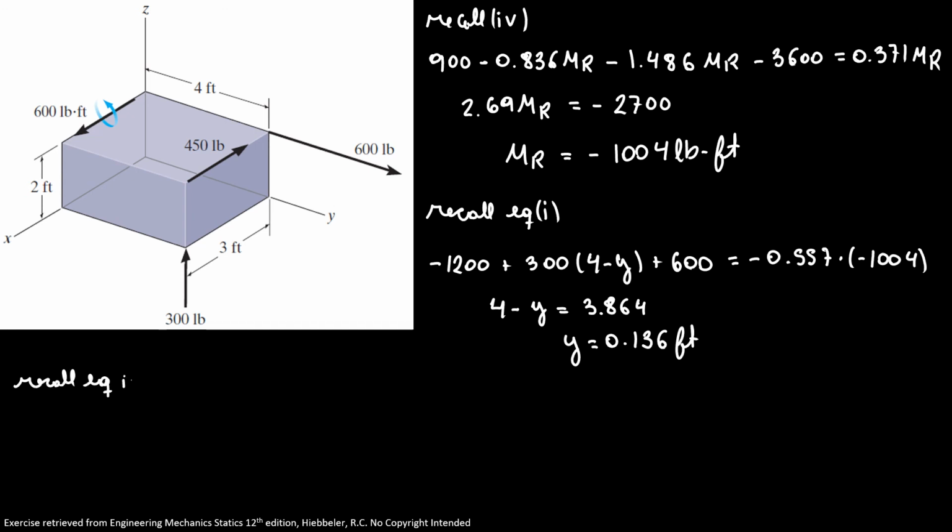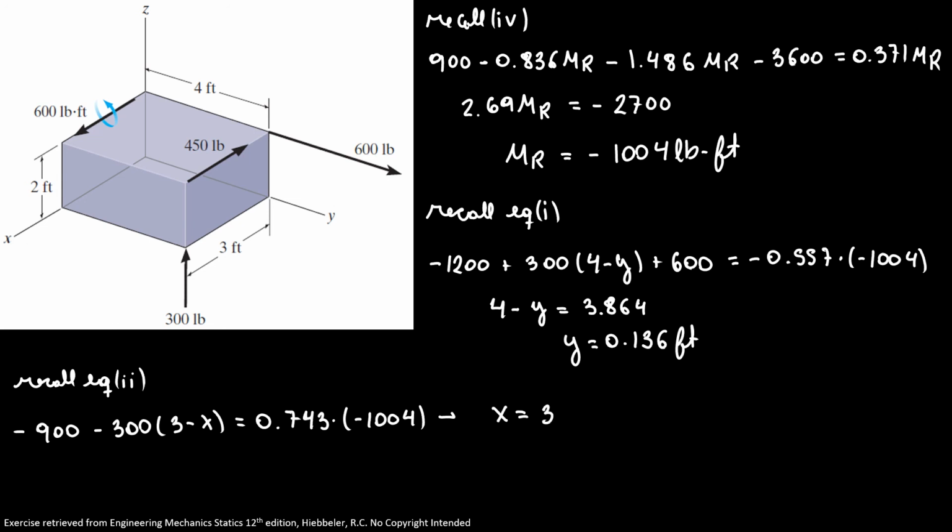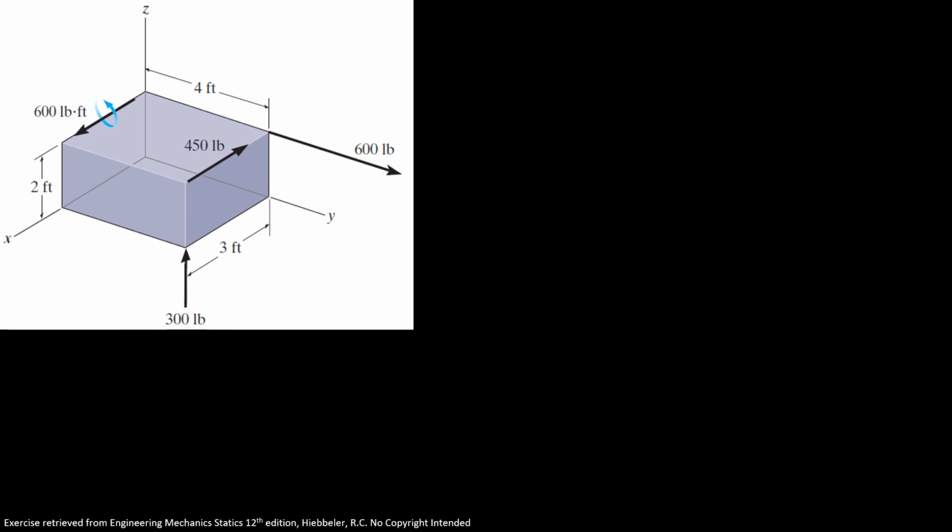And then to finalize, recall equation 2: we have minus 900 minus 300 times (3 minus x) equals 0.743 times minus 1004 pounds-feet. So here I have that my x equals 3.51 feet. So here we found everything that the question asks.